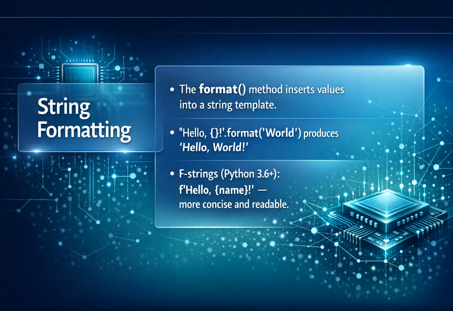String formatting allows you to embed variable values inside a string. The format method uses curly braces as placeholders. F-strings, available from Python 3.6, are even more convenient. You prefix the string with f and write variable names directly inside curly braces.